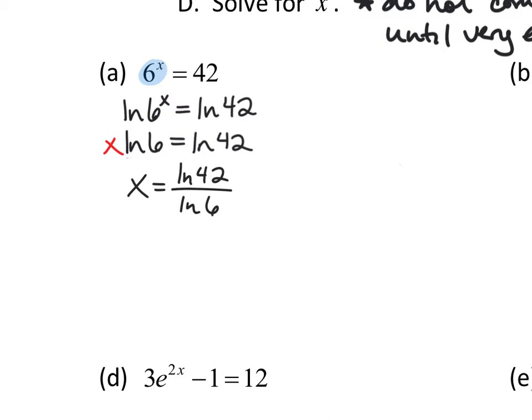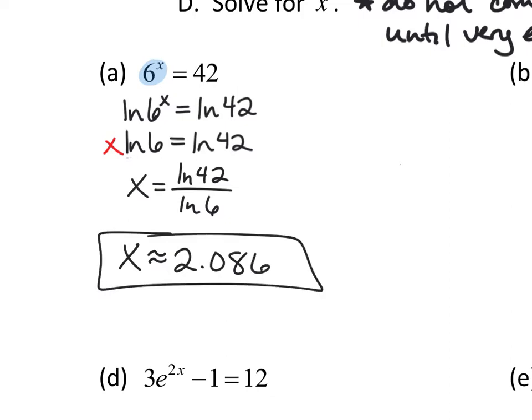The natural log button is on the left side. It's ln. It's like the third button from the bottom. But you're going to just literally make a fraction and say natural log of 42 divided by natural log of 6. And I know I can't really show you how to type that in, but you guys can listen to instructions. You'd get x is approximately 2.086. We're going to round to the nearest 3 decimals.